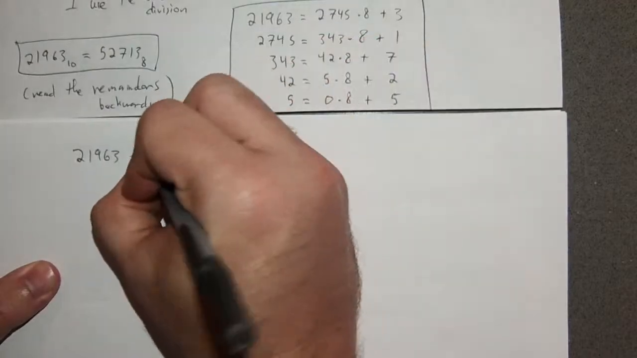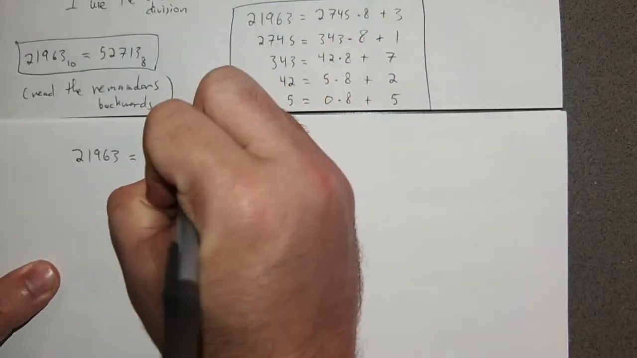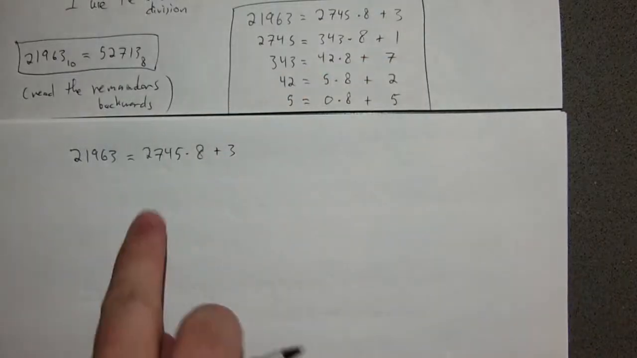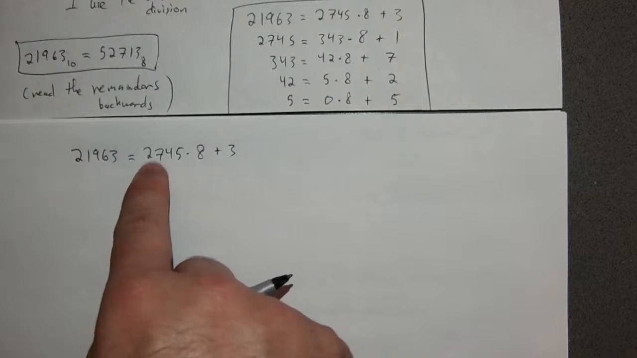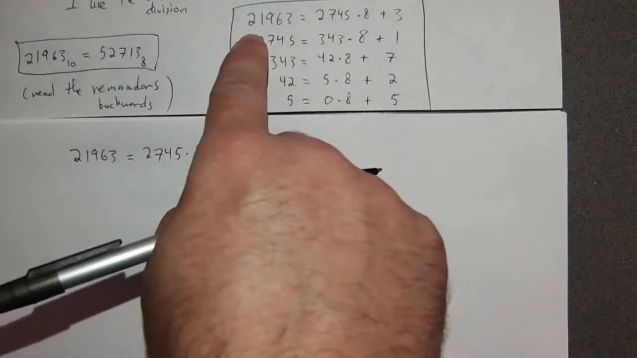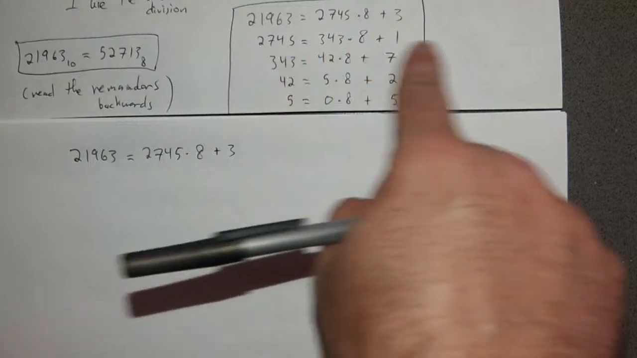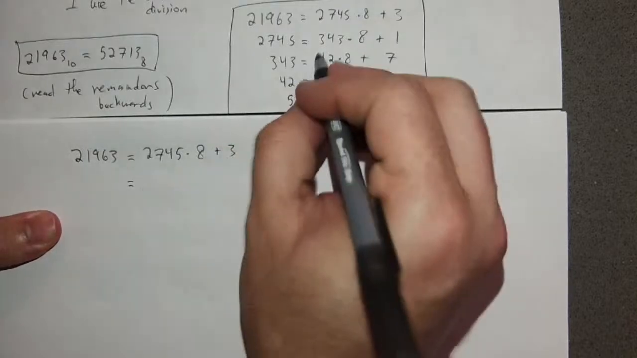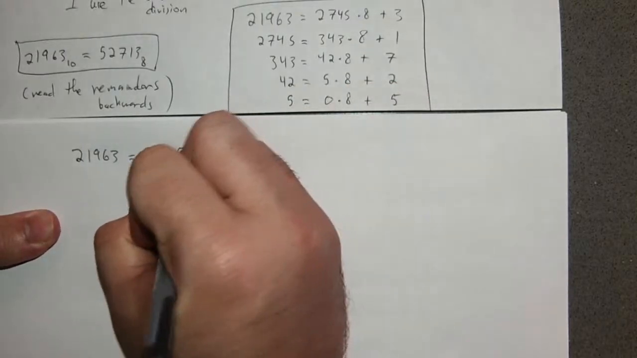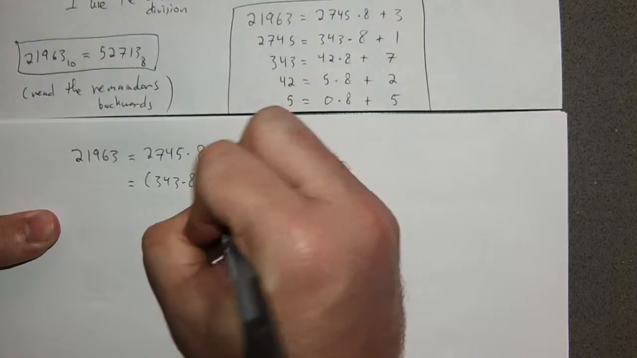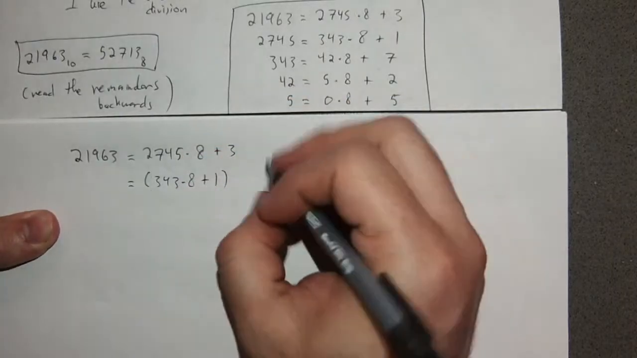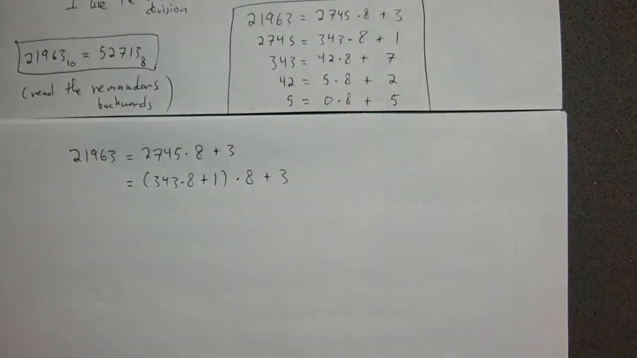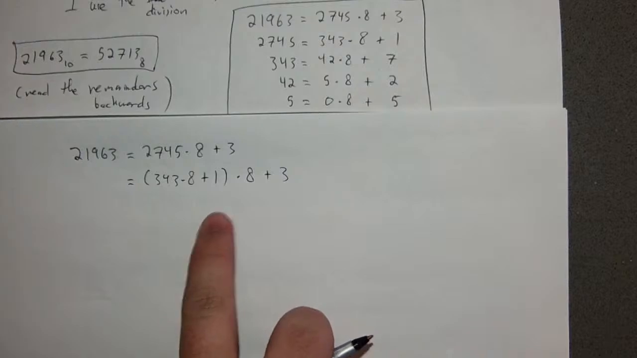is, by that first line, 2745 times 8 plus 3. Now, what I want to do is use the second line to substitute in for 2745 that expression, that linear combination, or rather that division expression. So this is 343 times 8 plus 1 goes in the slot of 2745, and that is times 8 plus 3. And now you might already see exactly how this is going to work, but I'm going to go ahead and do it all the way out.